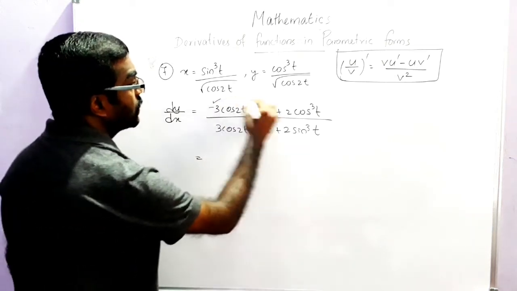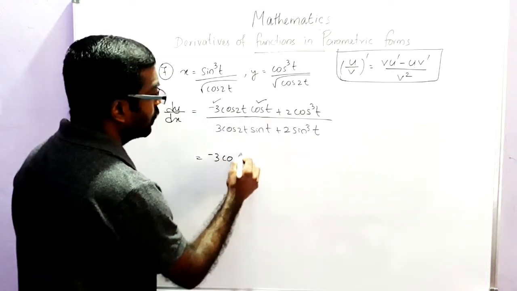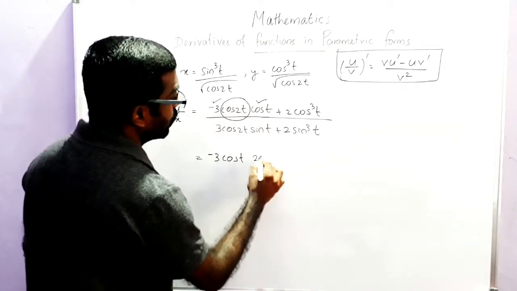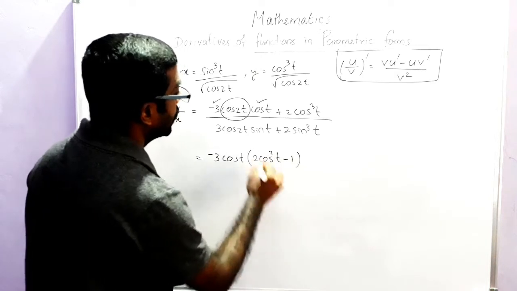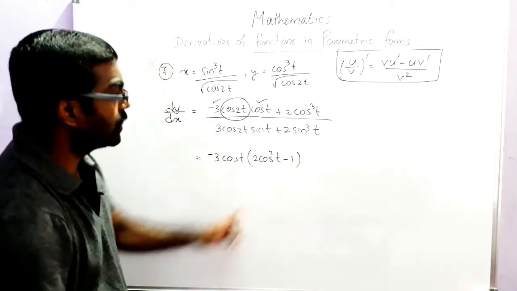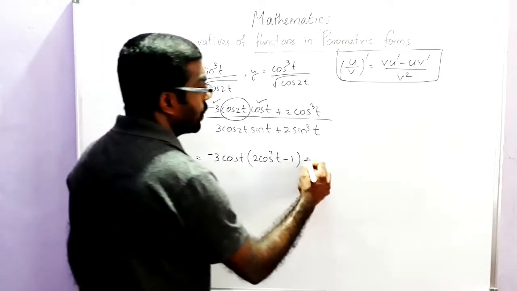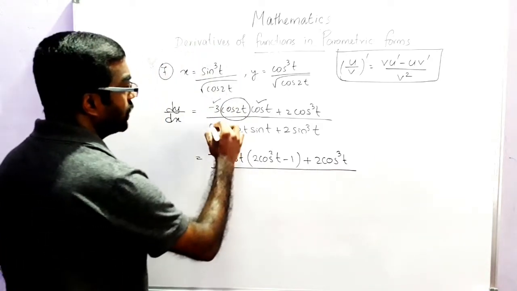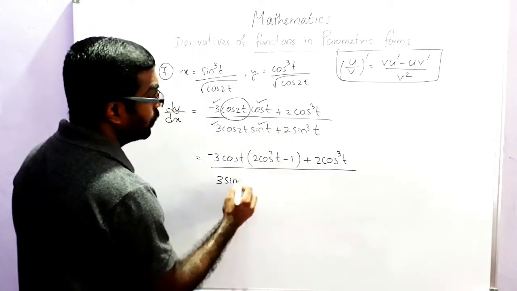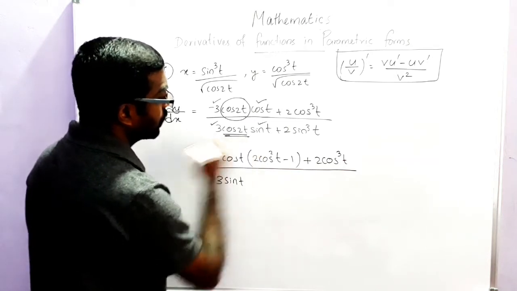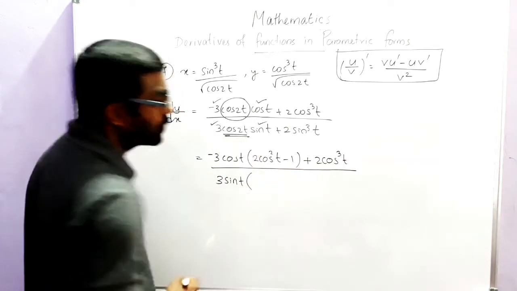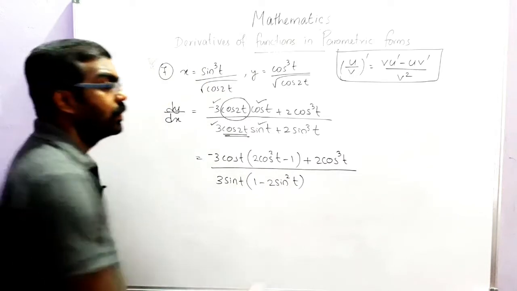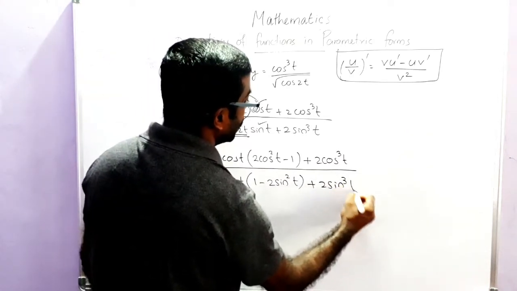Here I write this minus 3 and cos t first. Minus 3 cos t. And instead of this one cos 2t, I replace formula 2 cos square t minus 1. Cos 2t we have formula 2 cos square t minus 1. Then plus 2 cos cube t divided by, here also I write 3 and sin t first. 3 sin t into, then instead of this one cos 2t, we have another formula in terms of sin t, that is 1 minus 2 sin square t. Okay. Then plus 2 sin cube t.